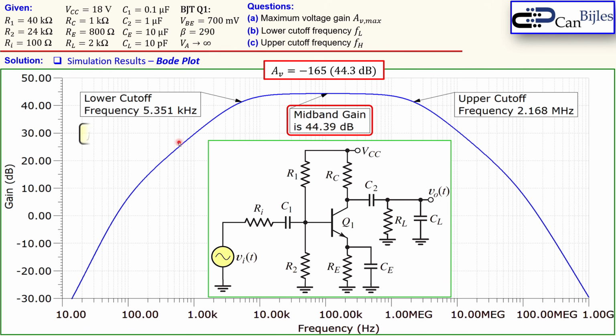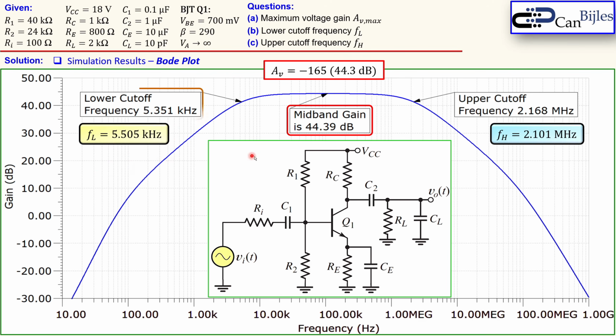The lower cutoff frequency was in our case 5.5 kilohertz approximately. In this case, I see here 5.35 kilohertz. So a small difference, not that big a deal, I think. So quite nice. And the upper cutoff frequency from the simulation, I see here 2.1 or 2.10 megahertz. So again, a small difference here.